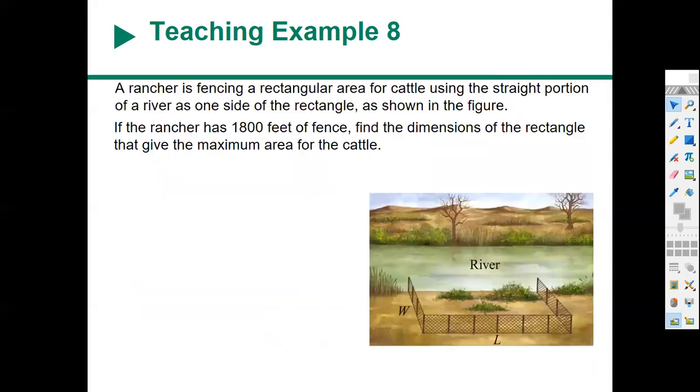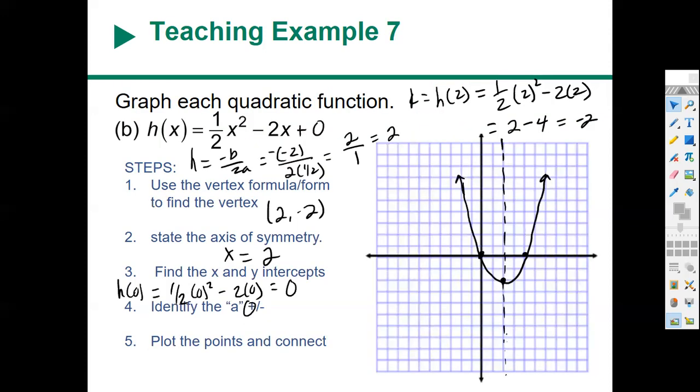Yes. Huh? What time did we get out? 35. 3 minutes. Okay.